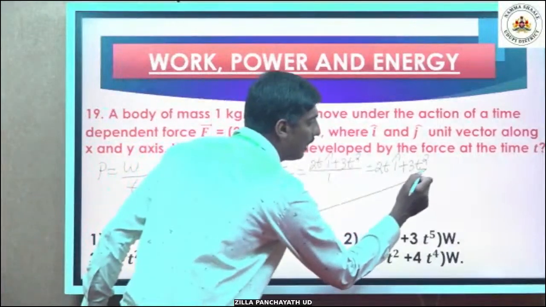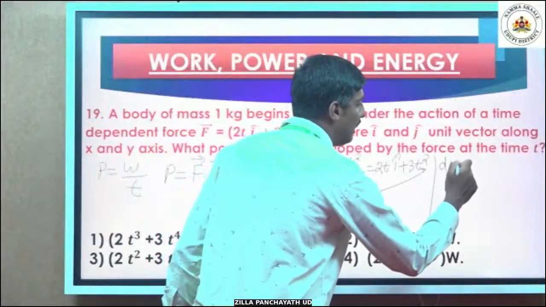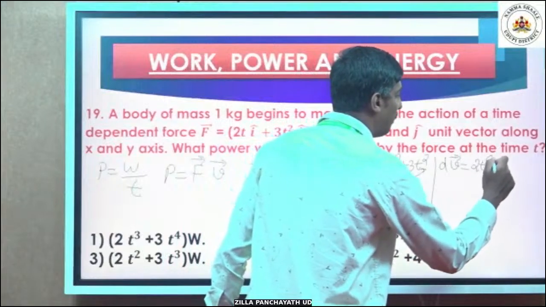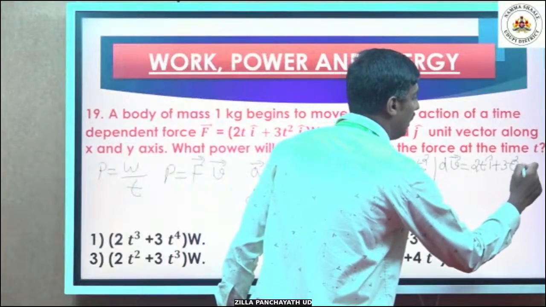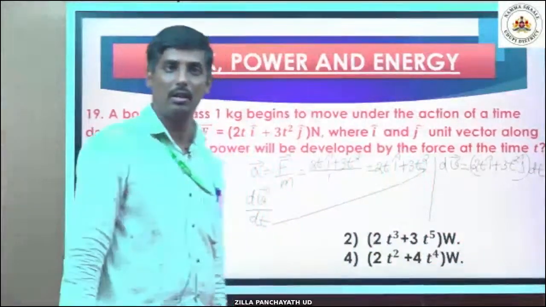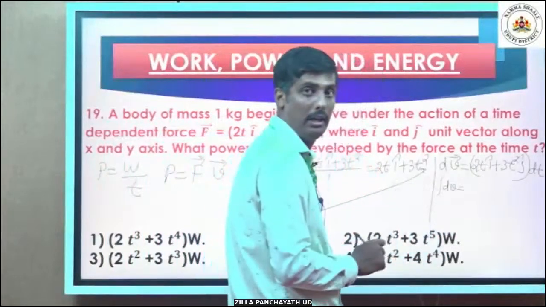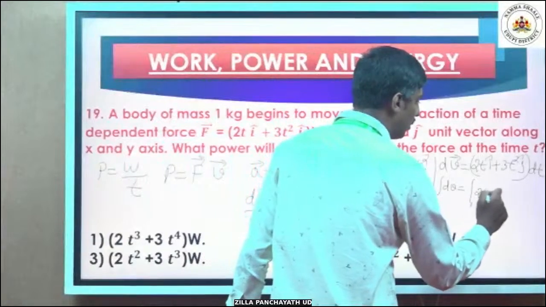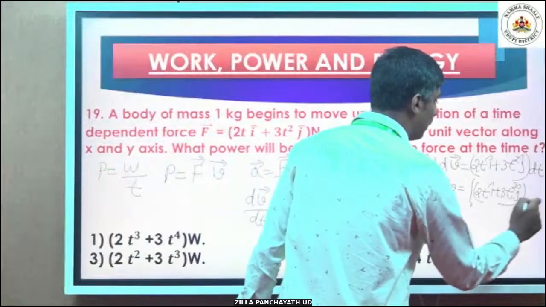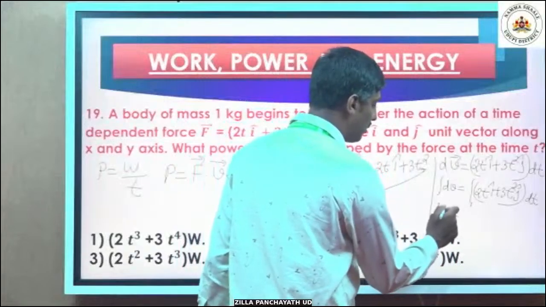So what is dv? Let us cross multiply. Cross multiplication on both sides. So dv is equal to 2t times i cap plus 3t square times j cap, into dt. Then how to get v? Integrate the equation. Integration of dv from 0 to v, and integration of 2t i cap plus 3t square j cap times dt, with limits 0 to t. Integration of dv is v.